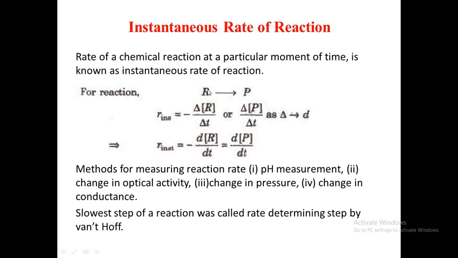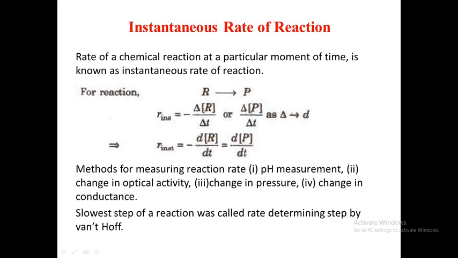In this reaction, reactant R is converting into product P. In this case, the average rate will be: average rate equal to minus delta R by delta T, and again delta P by delta T.